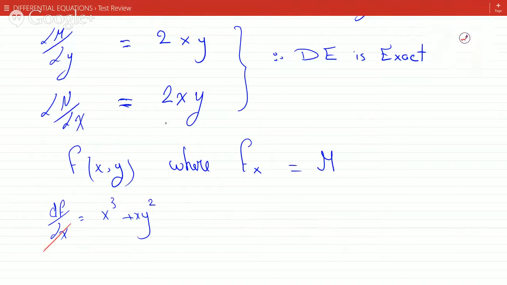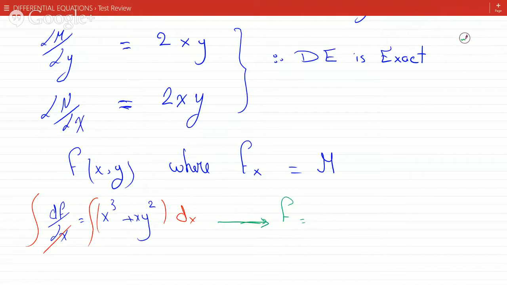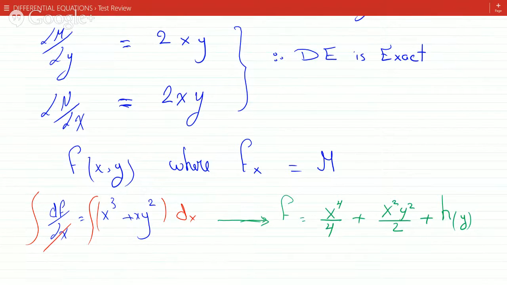And to get f, we can multiply dx on both sides, and we can integrate both sides, which will immediately get us our f. Integral of df is just f. Integration with respect to x, so x cubed becomes x to the 4 over 4, and xy squared becomes x squared y squared over 2, plus our constant of integration, in this case, because we are integrating with respect to x, will be some function of y.